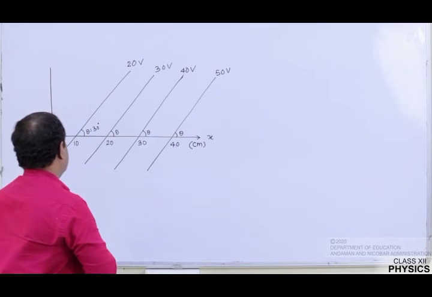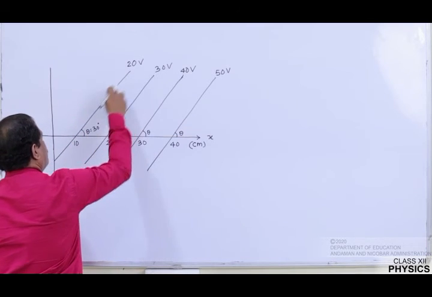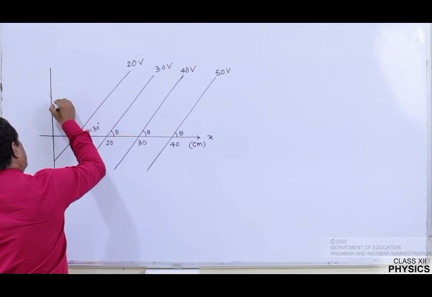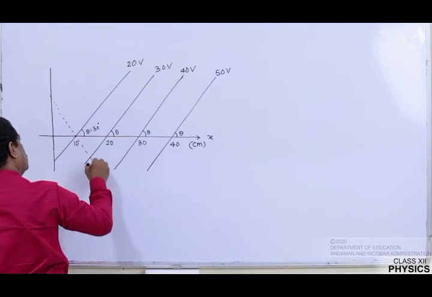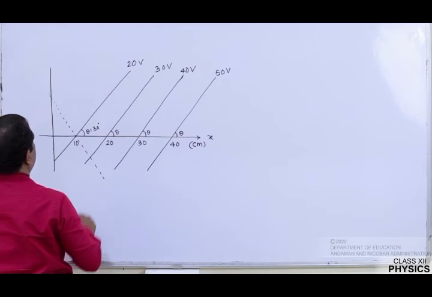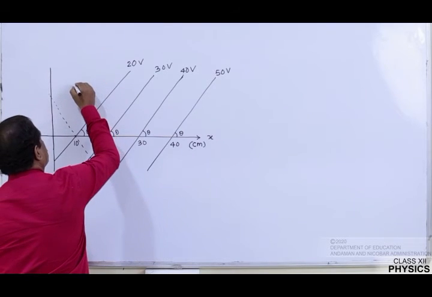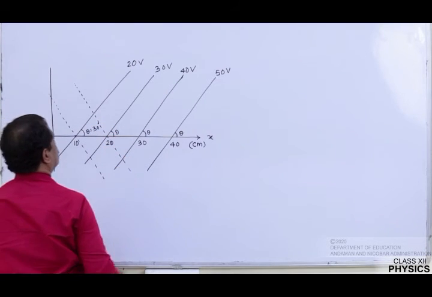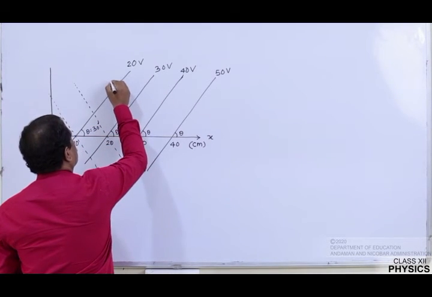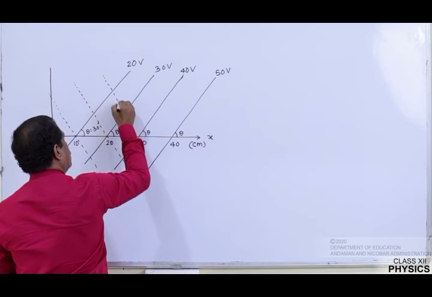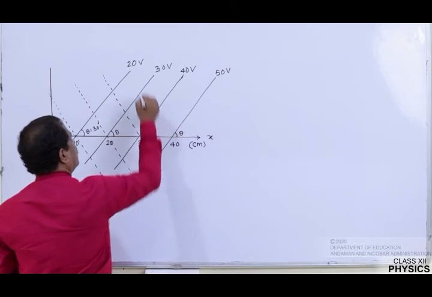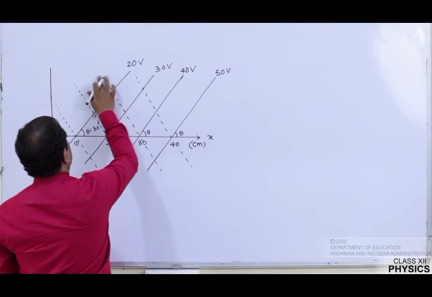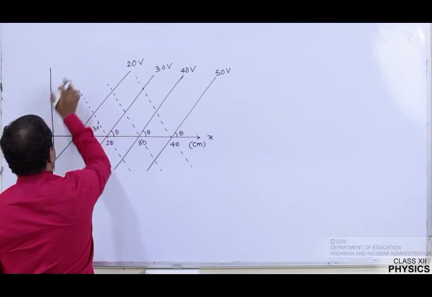So in that case, first let me draw a perpendicular line with respect to this equipotential surface. So I say this is a line that I have drawn, a perpendicular line with respect to this axis. And with respect to this surface, let me say this is the perpendicular line, and with respect to the other one, this is the perpendicular line. These are the perpendicular lines.